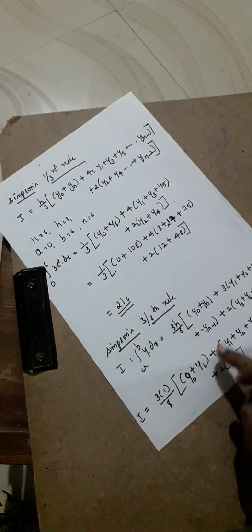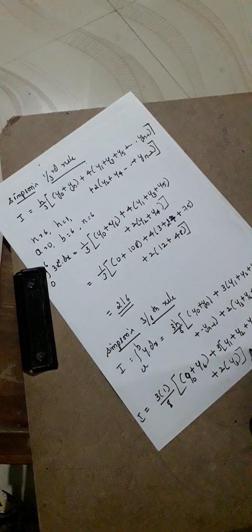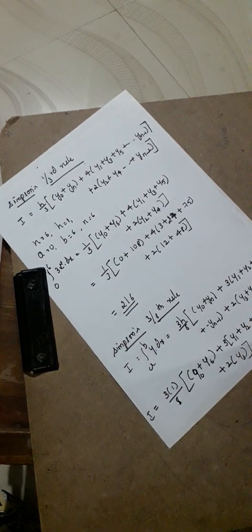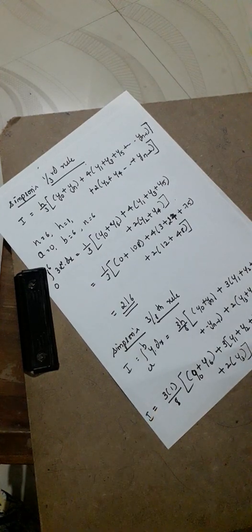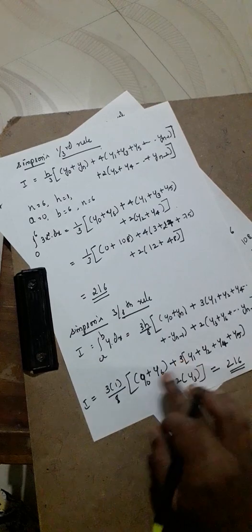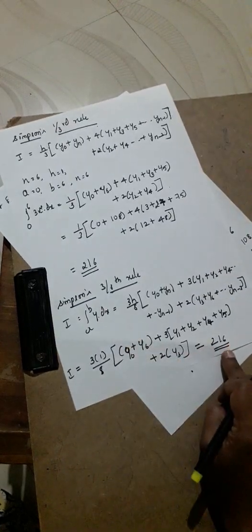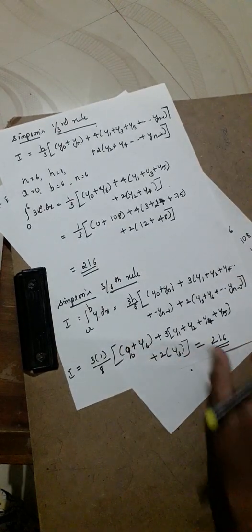Now substituting all these values of y1 to y6, we get 216. So this is for Simpson's 3/8 rule. We substitute all these values and we get 216.